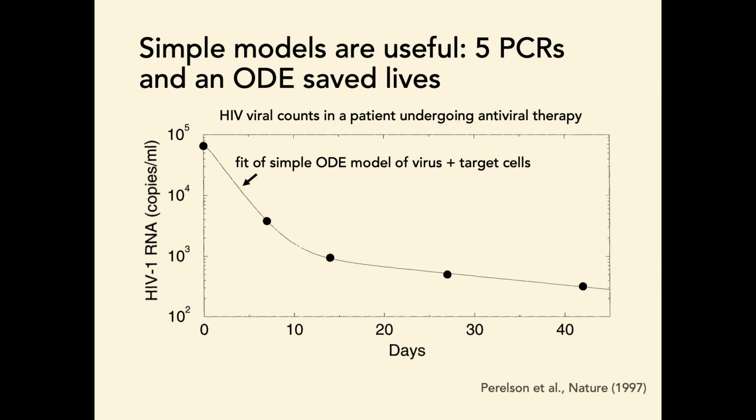And without going into any details, essentially by connecting these two timescales of the decay to model parameters, they were able to rationally develop regimens of therapies using combinations of antiviral drugs that give you the best shot at ultimately clearing this virus. And they also learned a lot about HIV biology in the process. So again, I think about it as 5 PCRs and an ODE essentially saved and extended thousands of lives.